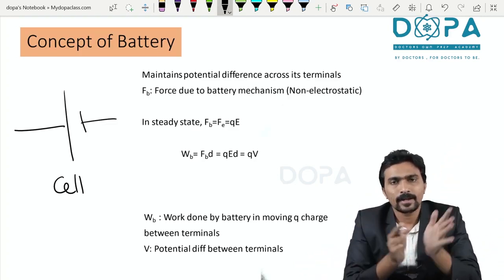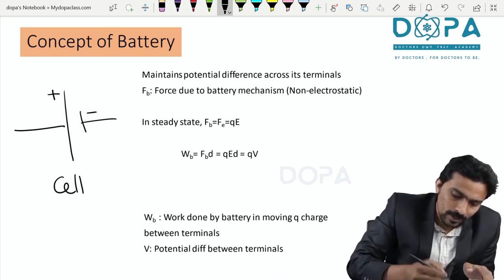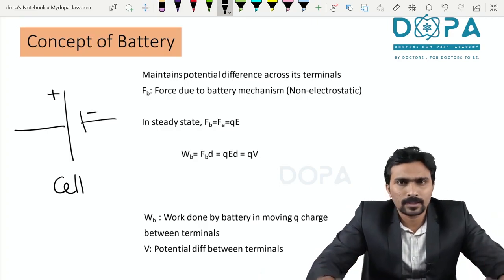So why is one terminal line taller and one short? Because that is just a differentiation between the positive and negative terminal. The shorter one is negative and the taller line is the positive terminal. Okay, so that is just a convention.